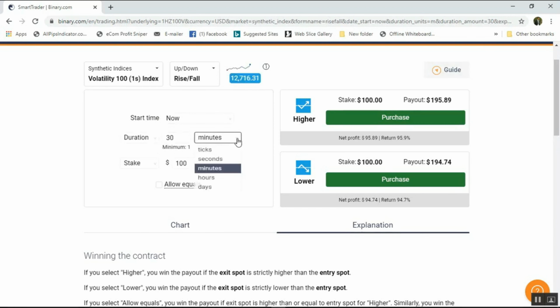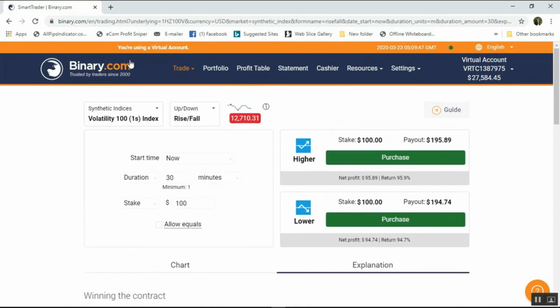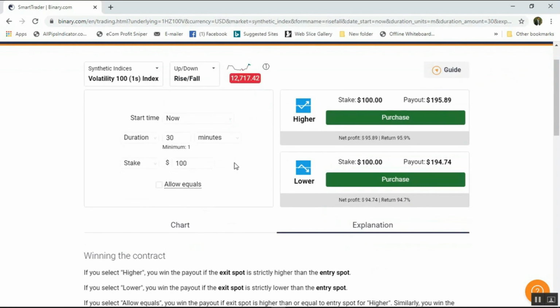Duration, you can choose to be in ticks, seconds, minutes, hours, or in a day. If you choose any one of them, as long as you know what you are doing, definitely you will find it cool to trade. Now, ticks, seconds, minutes, you have to choose them. So I leave mine on 30 minutes. Then stake is the amount you're going to stake, because this is a virtual account where you see this amount here. You can stake 8,000, you can stake 100, depending on the equity or amount you have in your real account here.